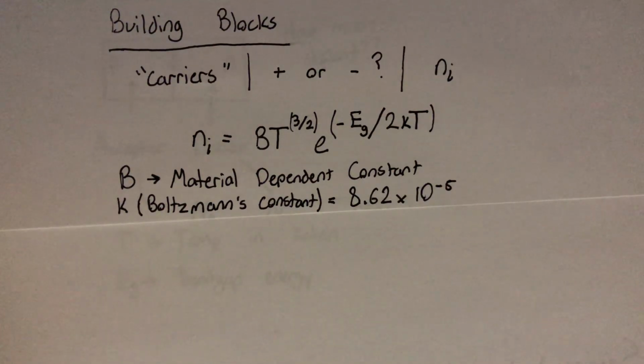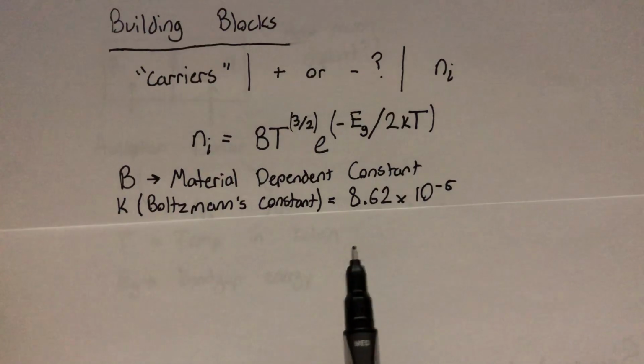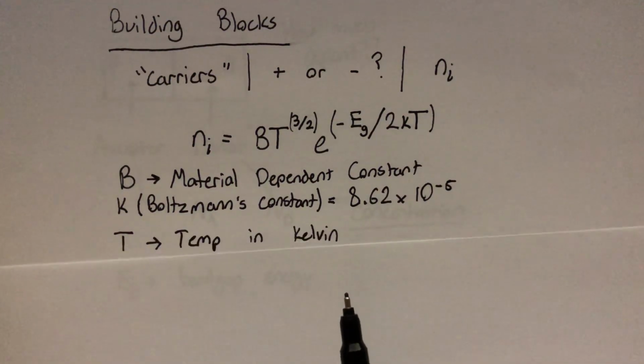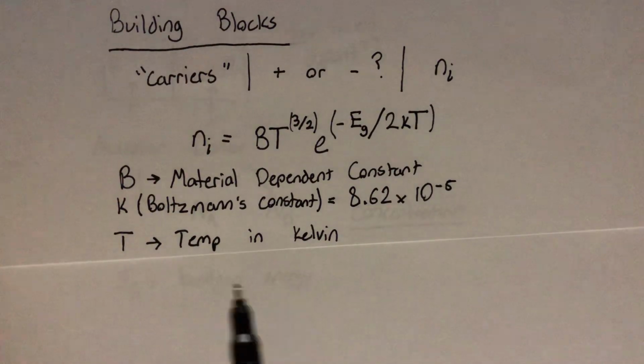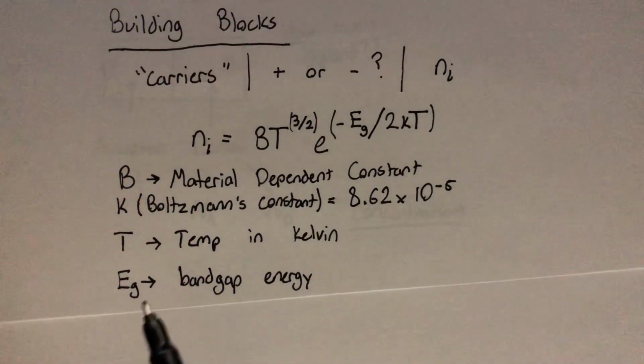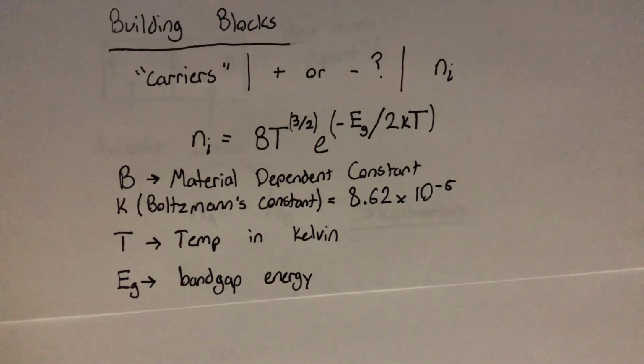I highly suggest you memorize this or put it in your calculator, as it shows up quite a bit in semiconductors. It is 8.62 times 10 to the minus 5. Next, we have T, which is just temperature in Kelvin. And finally, we have E_G, which is the band gap energy. In my last video, I mentioned jumping the band gap was similar to jumping a river. Well, the energy required to jump that river is given by this E sub G right here.